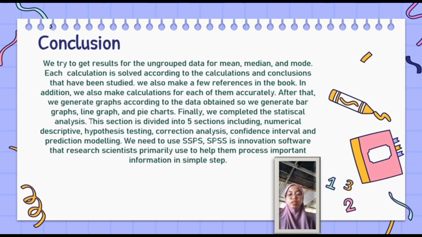Finally, we complete the statistical analysis. This section is divided into 5 sections, including numerical descriptive, hypothesis testing, correlation analysis, confidence interval, and prediction modeling. We need to use SPSS. SPSS is innovation software that research scientists primarily use to help them process important information in simple steps.